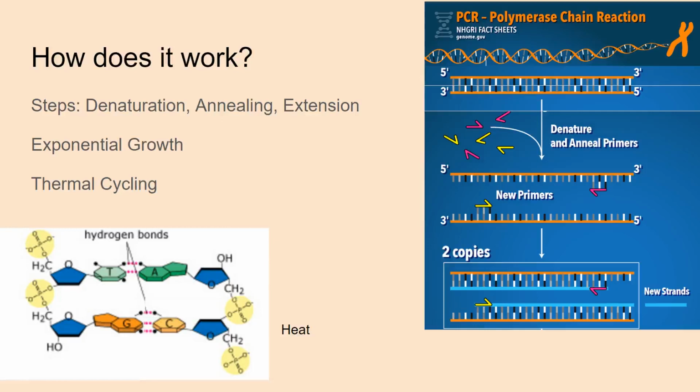This step will end with two double-stranded DNA molecules, which are both identical to the strand that we started with at the beginning. This process can be repeated, and the amount of strands will be doubled each time.